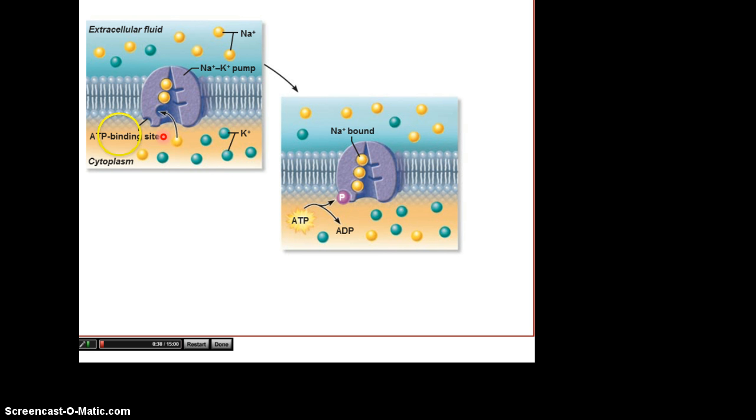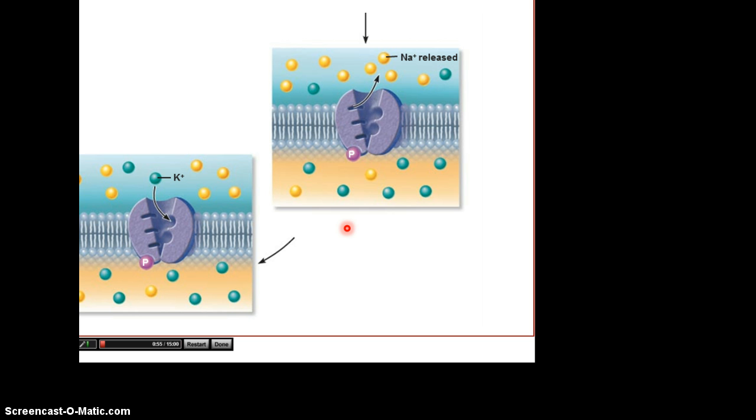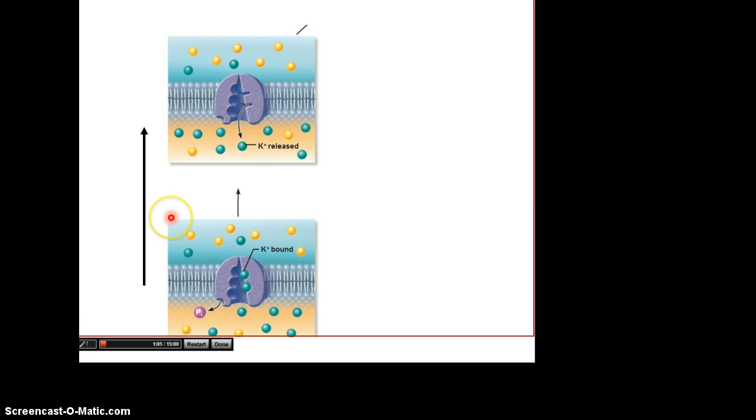So you start here, this is cytoplasm, so this is the inside of the cell. That's the extracellular fluid. The yellow sodium ions jump onto the inside of the pump, and then the pump hydrolyzes an ATP, and using the energy from that ATP, it pumps the sodium out of the cell. Then the potassium outside the cell can hop onto the pump, and then the pump will release the inorganic phosphate that it got from that ATP, and that releases the potassium inside the cell.